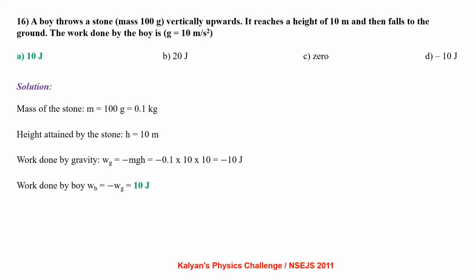A boy throws a stone of mass 100 gram vertically upward. It reaches a height of 10 meter and then falls to the ground. The work done by the boy is? Take g equal to 10 meter per second square.